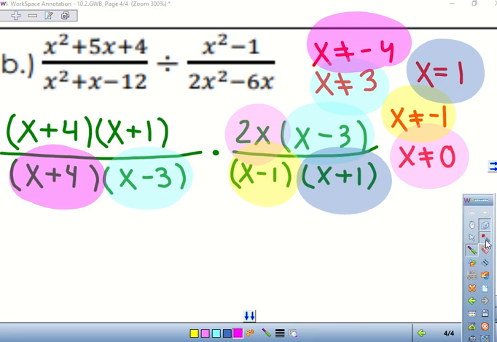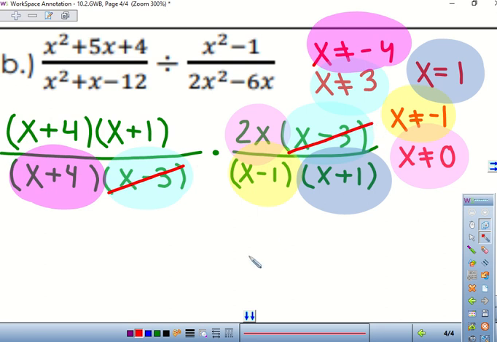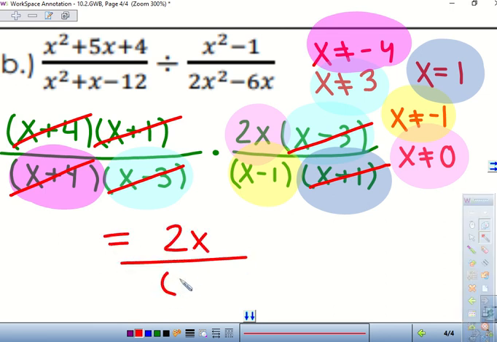Alright, so now we can start canceling stuff out. I can cancel these out, right? I can cancel these out. And these as well. Which leaves me with just 2x over x minus 1. Any questions about that? Alright, moving on.